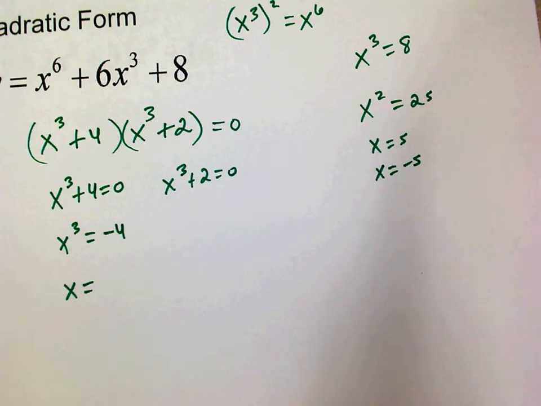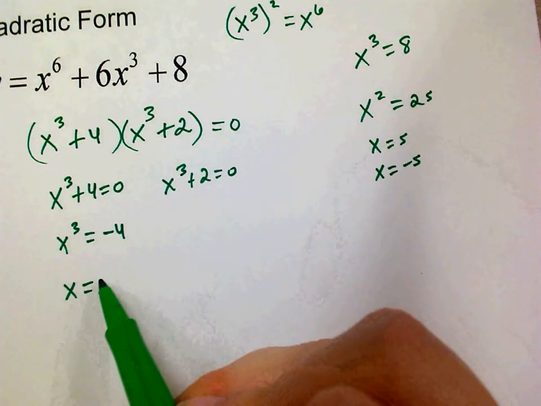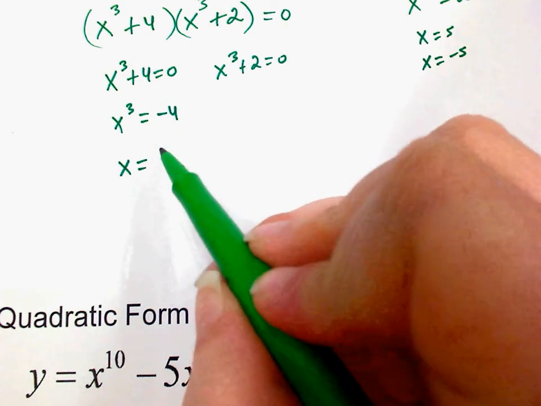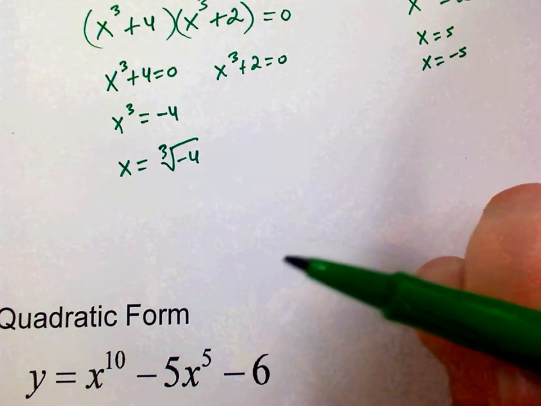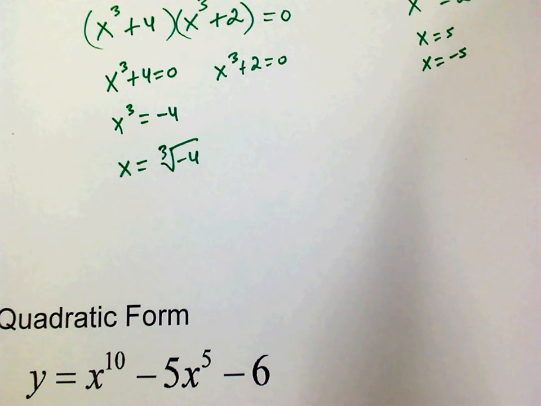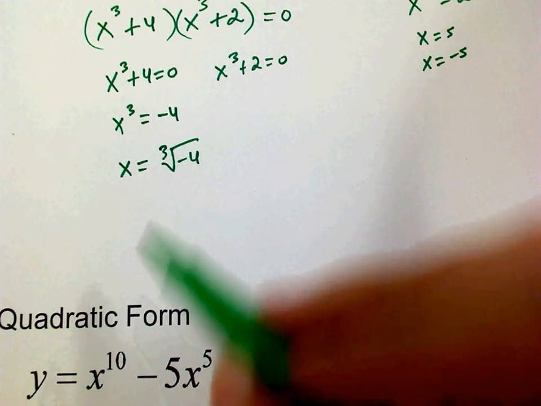Okay. So there's only one answer, and it's the cubed root of negative 4 for that one. Do I have to put an i when you take the cubed root? No, it's just the cubed root of negative 4. Could you say negative cubed root of 4? Are those the same thing? They are actually the same thing.